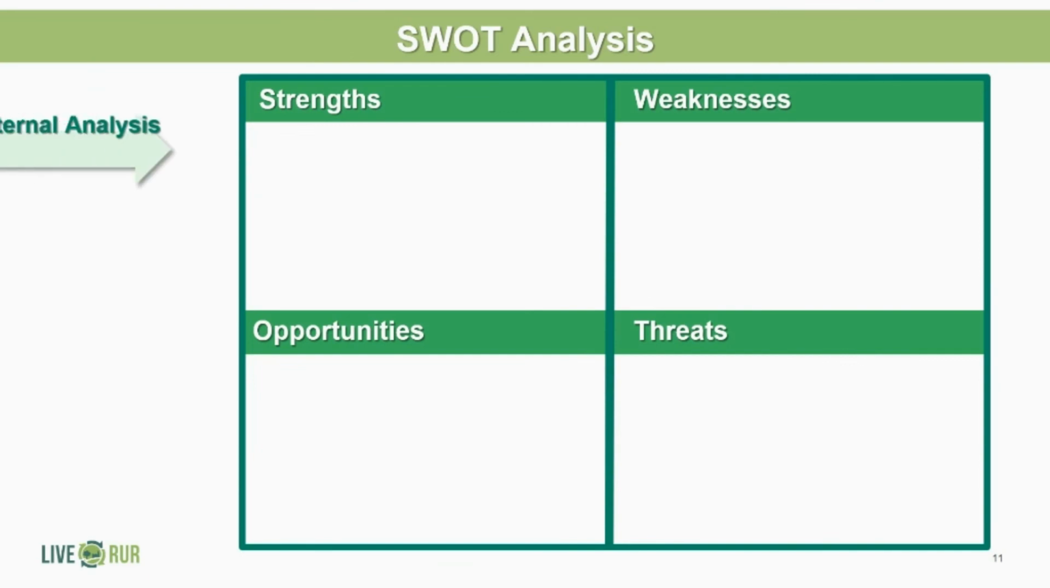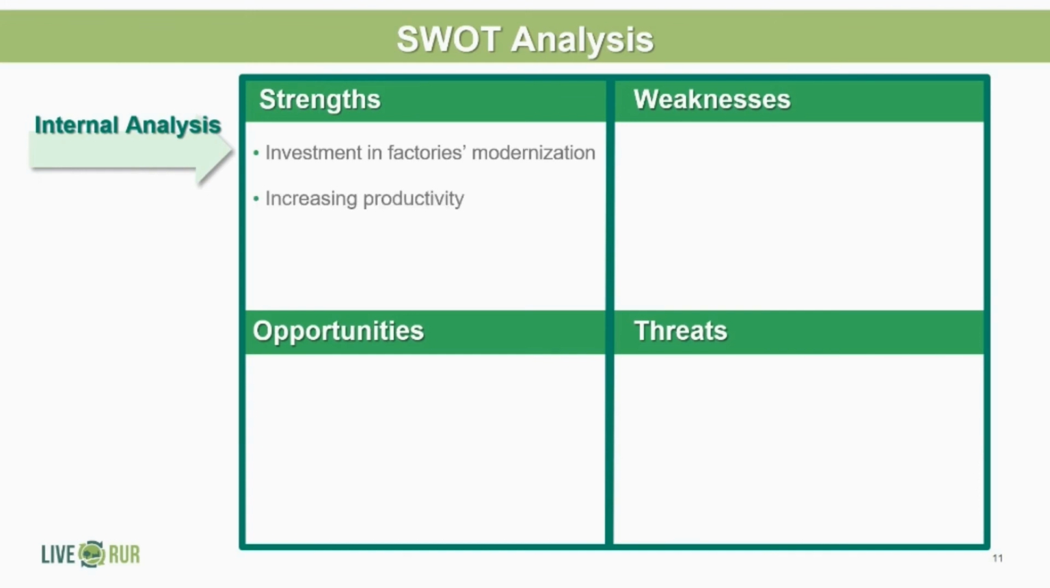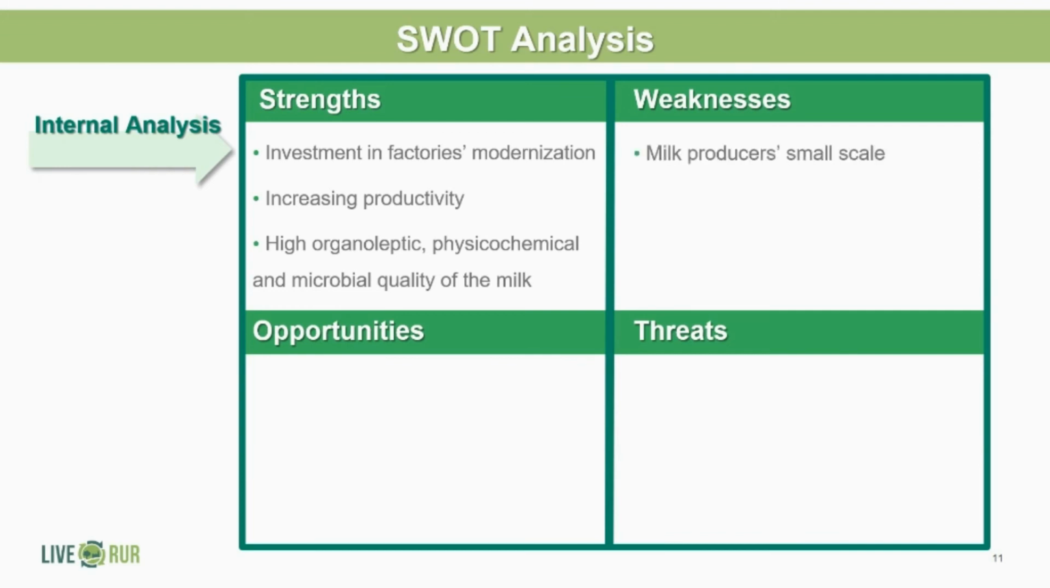Looking at the internal environment of the Azores milk supply chain, there are some strengths that stand out. There have been recent investments in the factory's modernization. Productivity has been increasing steadily, and the milk has very high quality. But there are also some relevant weaknesses that may hinder the sector, including the small scale of local milk producers, the lack of diversification and differentiation, and the troubles in reaching external markets.